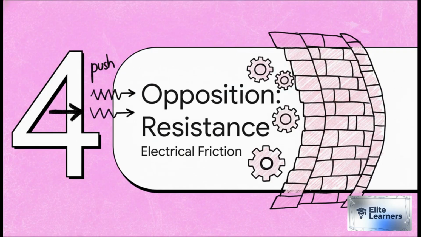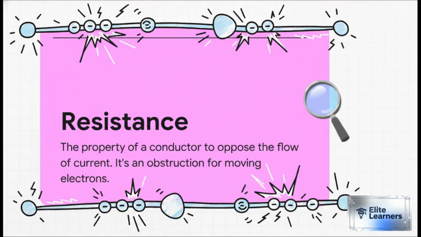Okay, so we've got voltage that's pushing the current forward. It kind of makes sense that there'd be something pushing back, right? And that opposition to the flow is what we call resistance. Resistance isn't some kind of mysterious force. It's really just the result of all the moving electrons constantly bumping into the atoms inside the wire. All those little collisions create a sort of electrical friction, and that's what slows the current down.